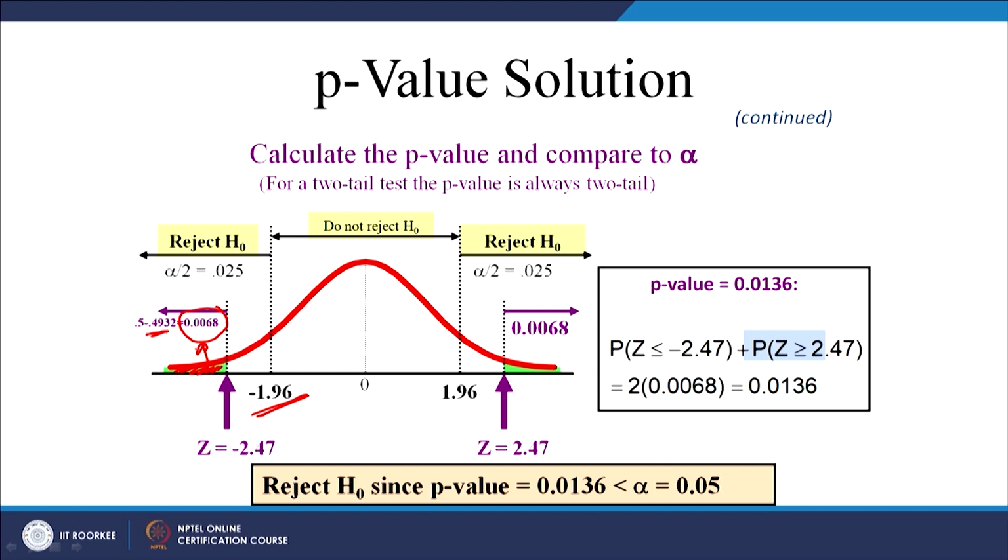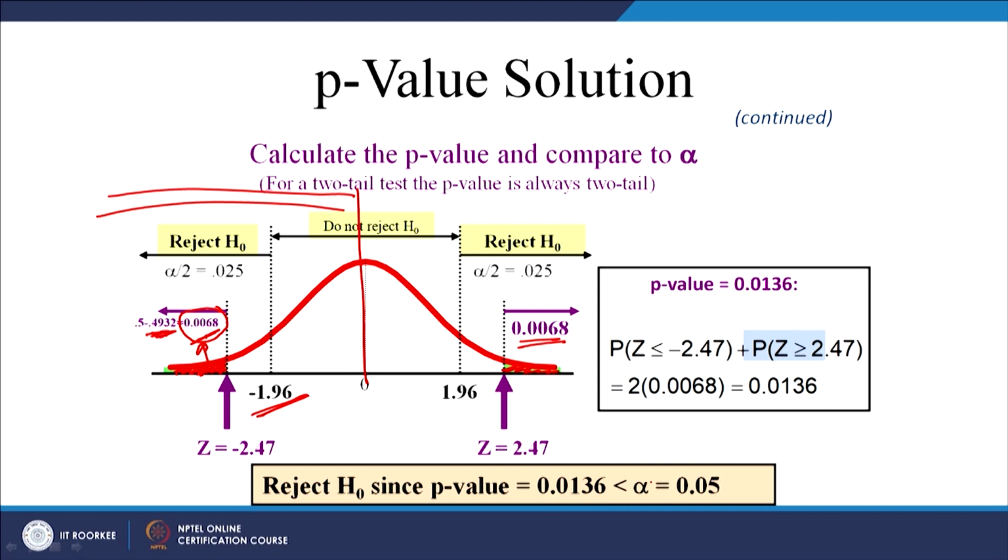So, this area is in fact 0.0068, because this half area is 50%, 0.5, and we are interested in this area. So, 0.5 minus 0.4932 is the area on this side, and similarly on the right side you will get the same area, right. So, you just add these two, you will get the p value or probability value. So, this is 0.01362.